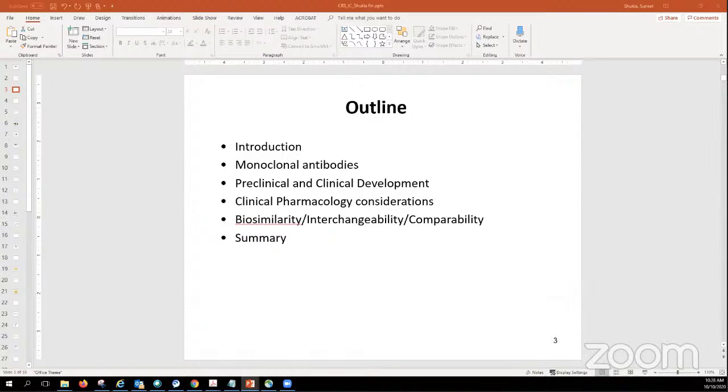I also understand that there are many undergraduate and graduate students attending the workshop today. Therefore, I'm going to present basics of monoclonal or biosimilar development. And because I'm a pharmacologist, I would try to put my emphasis on the pharmacology and clinical pharmacology aspects of this drug development.